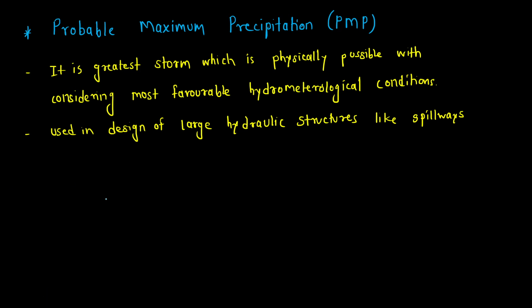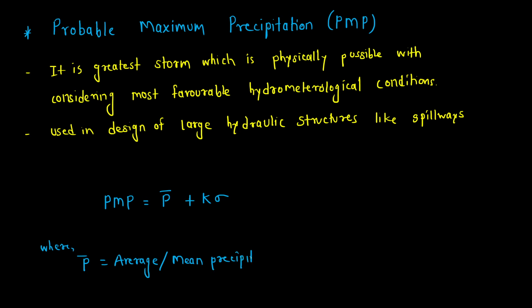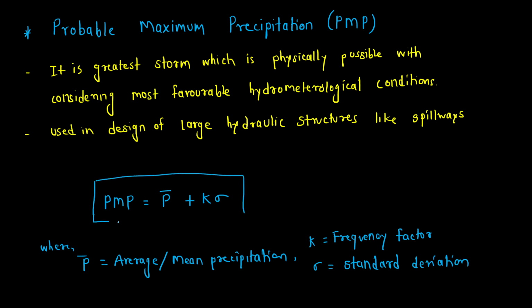How to calculate it? So probable maximum precipitation is equal to average precipitation P bar plus K into sigma. Okay, where P bar is average or mean precipitation, K is called the frequency factor, and sigma is called the standard deviation. So this is the formula.